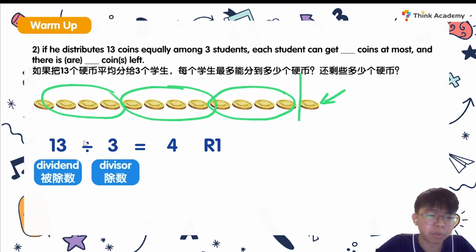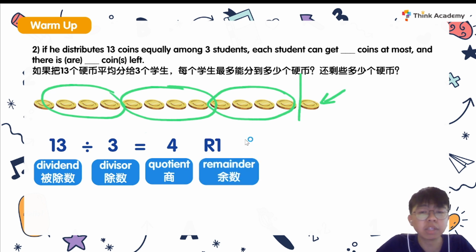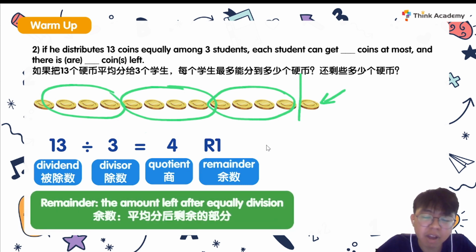And again, this is what we call the dividend, divisor, and quotient. What about this one? This one is the remainder. So what does the remainder mean? Actually, it means the amount left after we divide them equally.